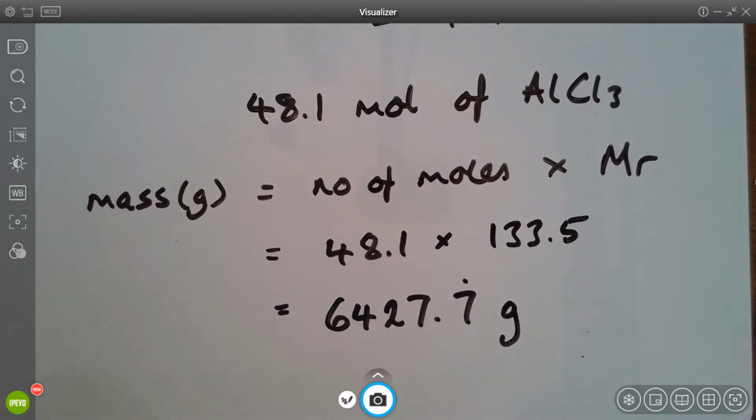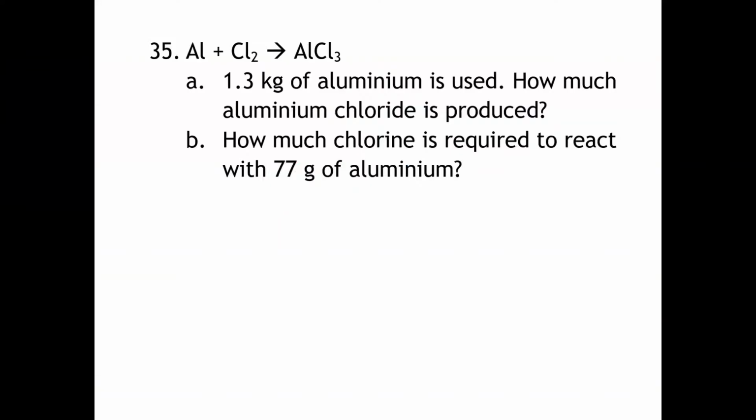6427.7 recurring grams, 6.4 kilograms. Okay, excellent. Next, let's have a look at the second question here. I'm going to just do a model of how we do this. Very, very similar. Okay, so it's not going to be hopefully too taxing. Do it a little bit quicker, perhaps this time, so we can then move on to that.